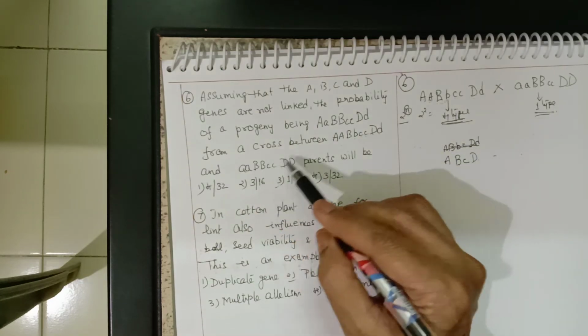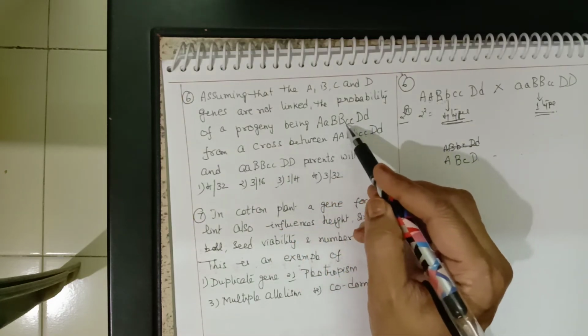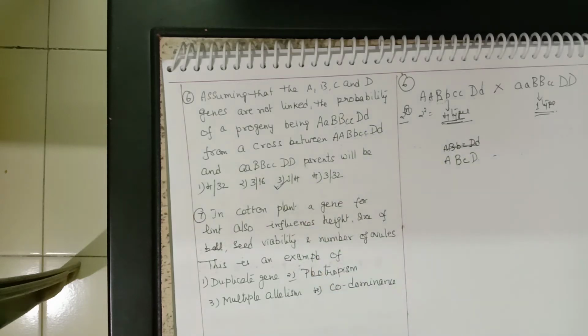So what will be the answer here? The probability of this will be 1 by 4. Out of 4 progeny, 1 will be this.